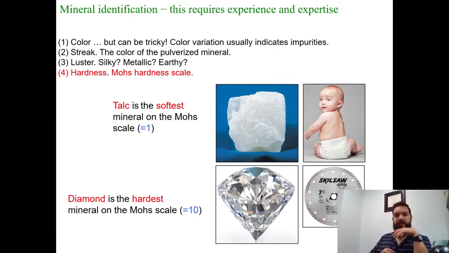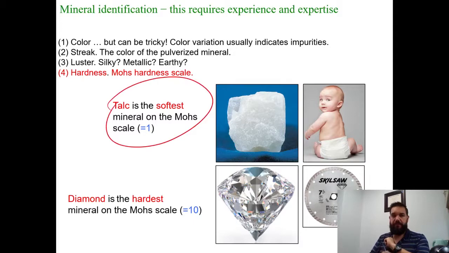So we characterize the hardness of minerals according to a scale of 1 through 10. 1 is the softest, 10 is the hardest. Talc is the softest mineral. Diamond is the hardest mineral.